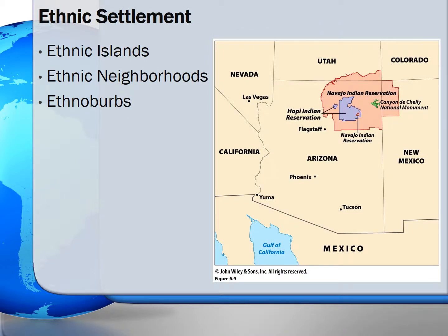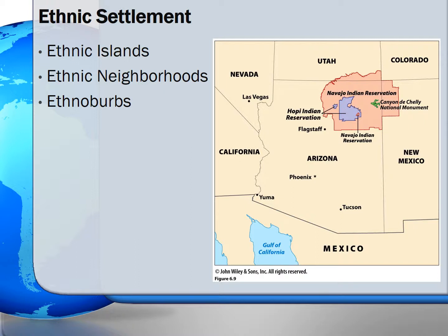Geographers have identified several different kinds of ethnic settlements, and three of the more common types are ethnic islands, ethnic neighborhoods, and ethnoburbs. Ethnic islands are associated with rural areas, like the area depicted in the photo. The Hopi and Navajo reservations are ethnic islands and enclaves in the United States. When mapped, we can see that they form enclaves of each other. Enclaves are units that nest within another unit.